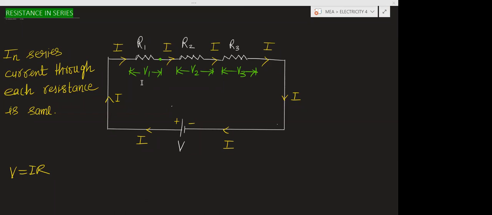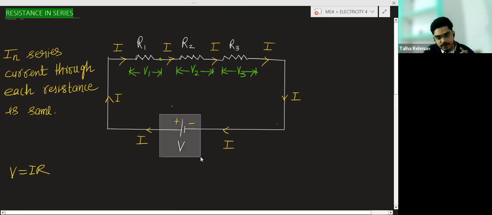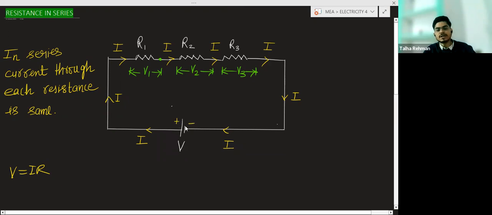Yeah. So here you can see I already wrote this so as to save time. Current through each resistance in series is same. This is a cell connected, or you can connect a battery also. This is the positive end of the cell, this is the negative end. Current will flow from positive to negative terminal, like this, and across each resistance, the current will be same.